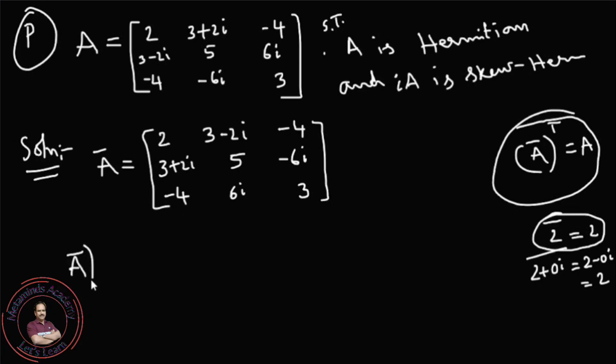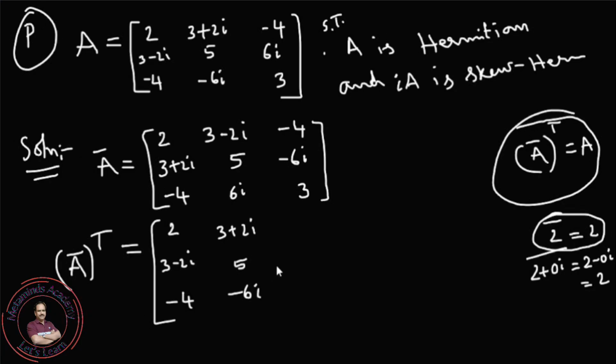So you take A bar whole transpose. You consider the transpose of this matrix, converting rows into columns. It is 2, 3 minus 2i, minus 4. Second row: 3 plus 2i, 5, minus 6i. Next: minus 4, 6i, 3. Third row, I am writing the third row as the third column here.